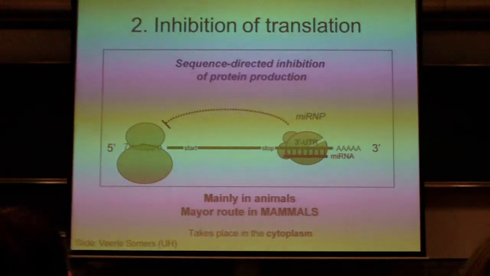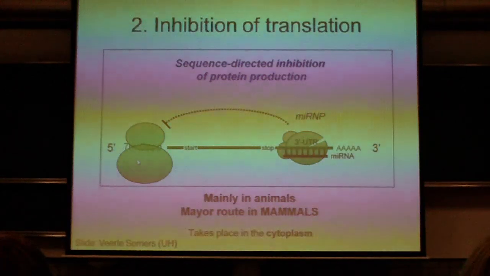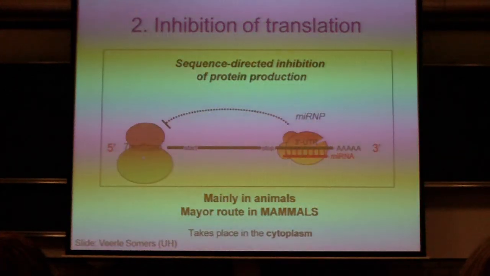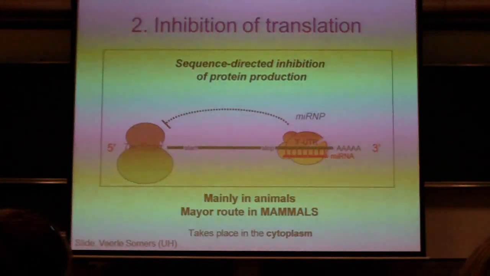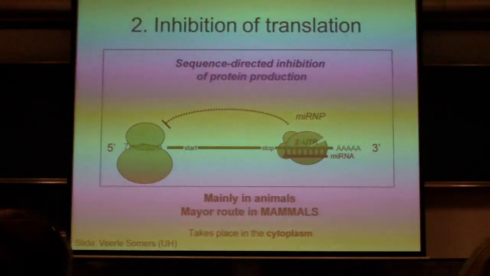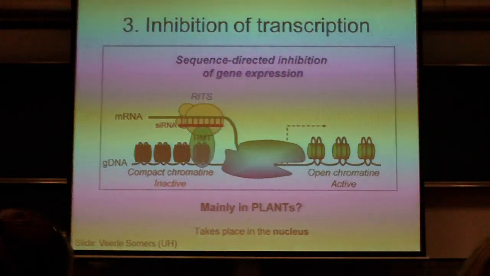Anyway, it inhibits the translation from the start. Sorry, I'm completely confused. Anyway, it takes place in the cytoplasm and it is the main route in mammals.